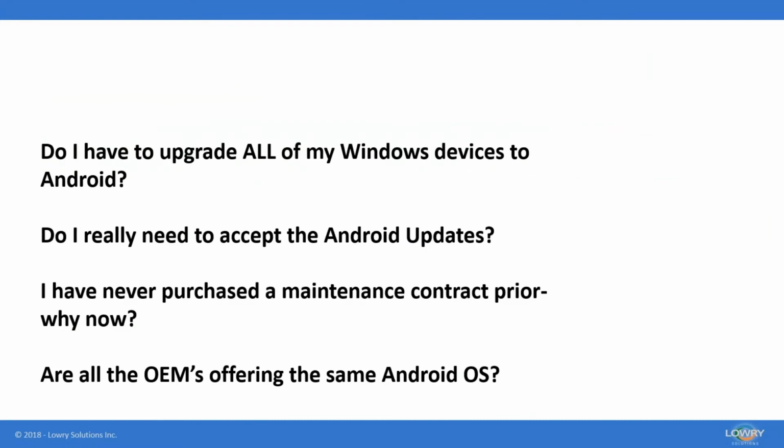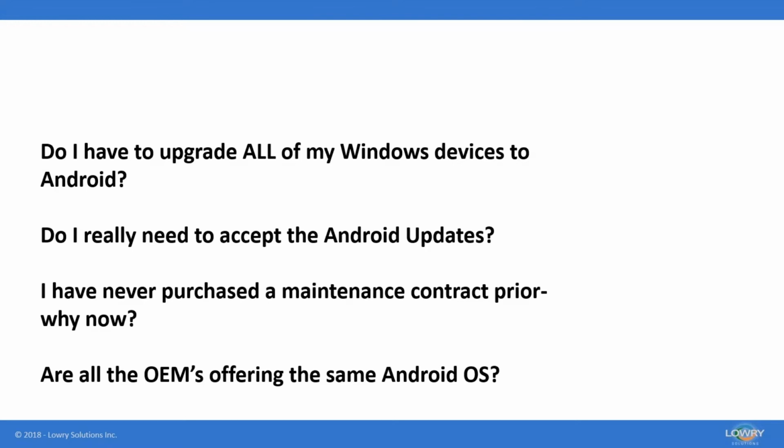So just a couple of frequently asked questions that we're hearing from some of our customers. This is an event that obviously is unplanned by our customers and users. It's an event that we can't avoid, and really, how do you manage this, and what's the reality of it? So, a question: do I have to upgrade all my Windows devices to Android?